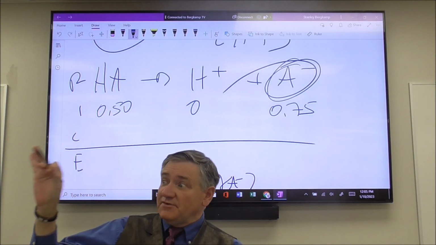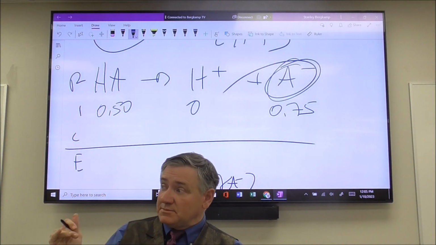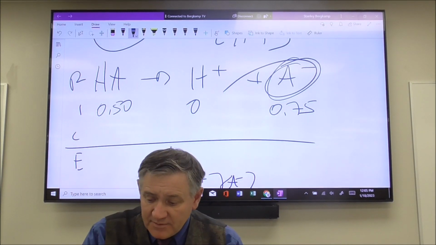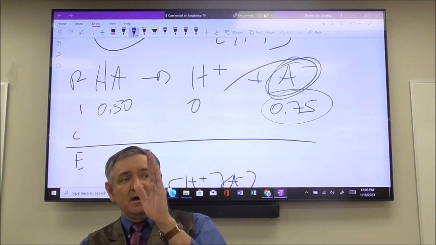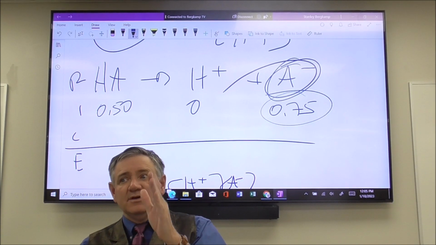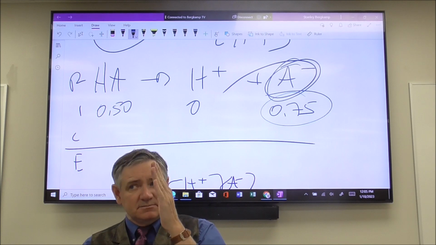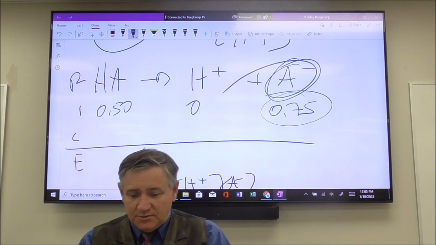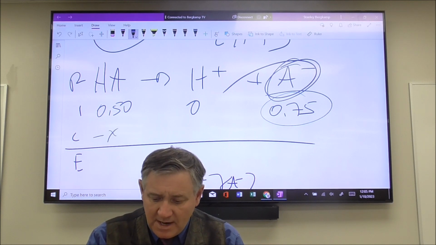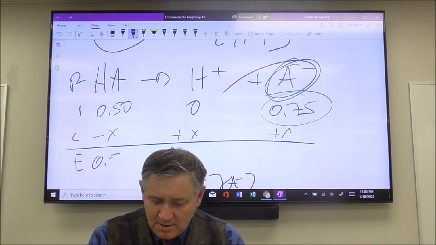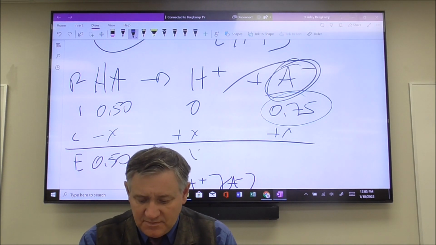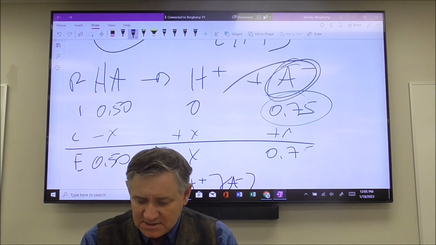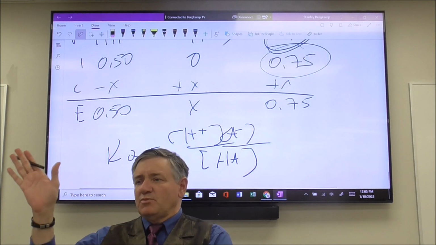So here's what's different from every other problem that you have done. Every other time, the anion starts at 0. This one, it doesn't. It starts at 0.75. But here's what's still true. You're still going to go minus X, plus X, plus X. That's still going to be 0.50. This is going to become X. That's going to be 0.75. Now, here's what's different.